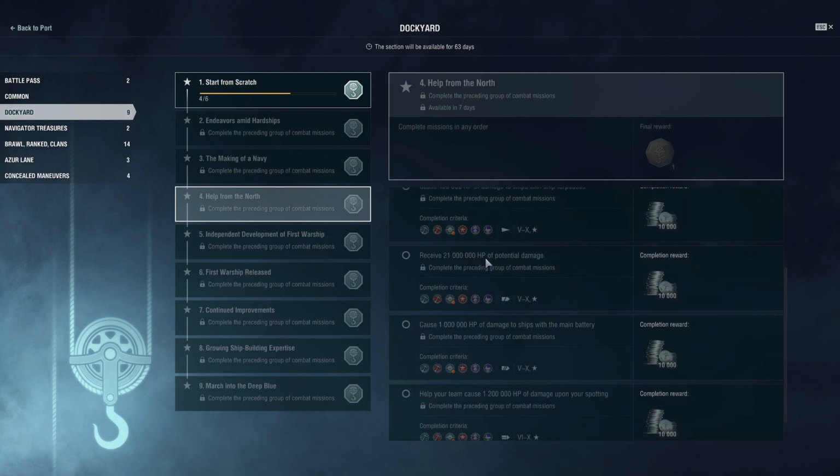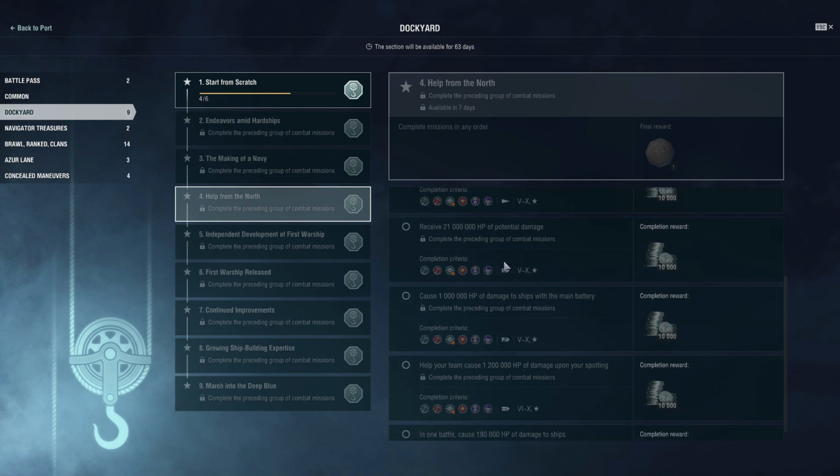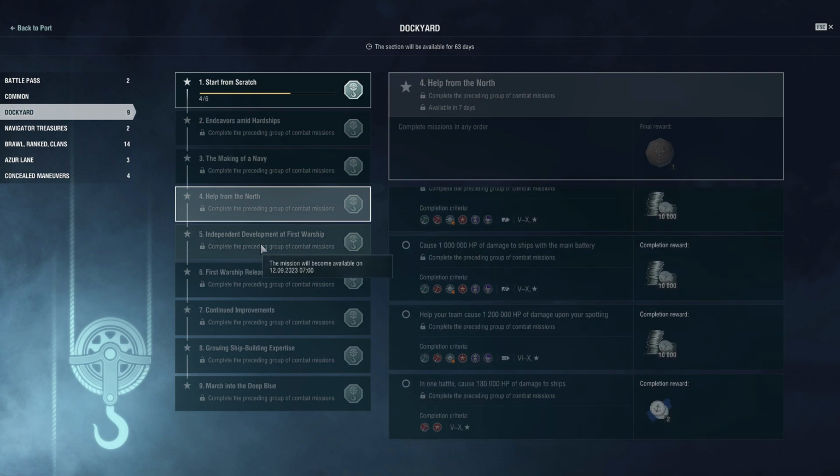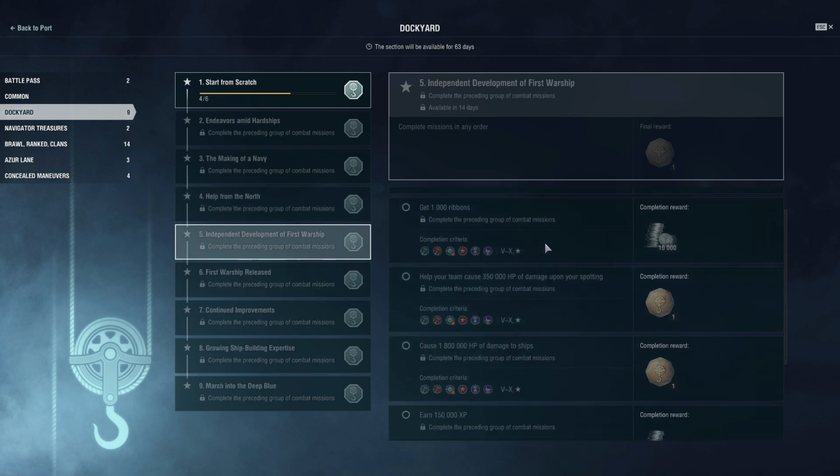So cruisers receive 21 million potential damage. I didn't even mention Petropavlovsk. That would be a Russian cruiser you could take for that as well. Spotting damage with the aircraft carrier, carriers do that really easily.